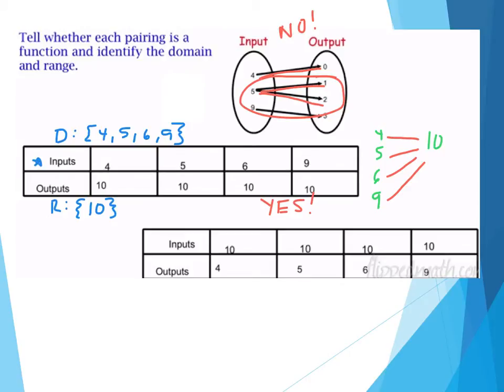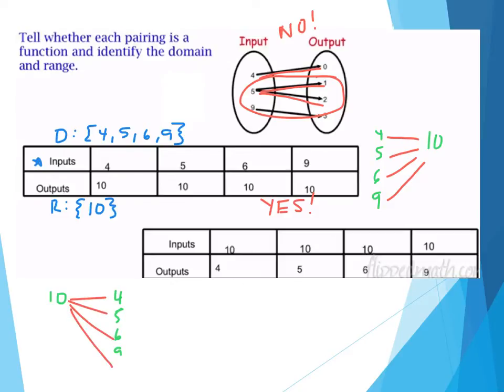All right, let's take a look at this last example here. I have inputs of 10, 10, 10, 10, and my outputs of 4, 5, 6, 9. So what did I do? I took the table from before, and I flipped it. Holy cow, I flipped it. So is this a function? Again, it might be helpful to draw this little mapping diagram where I have 10, then 4, 5, 6, 9. So 10 is with 4, 10 is with 5, 10 is with 6, 10 is with 9.